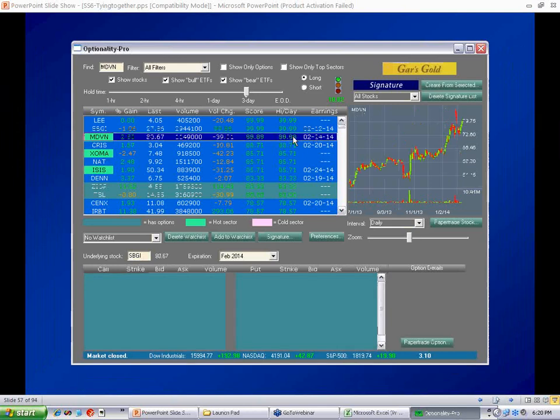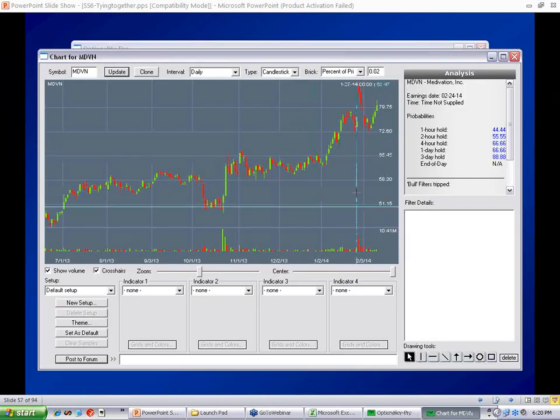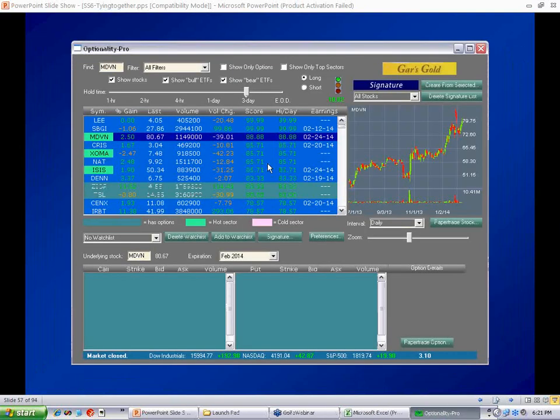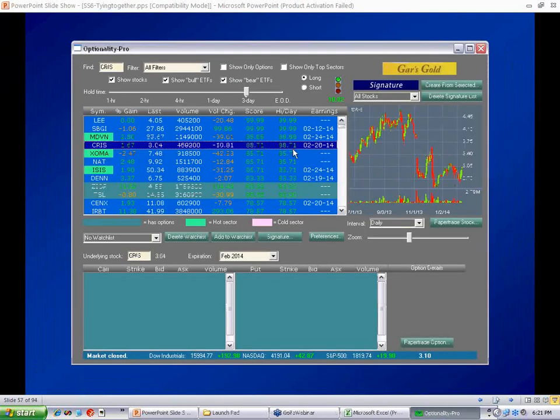Let's look at one more. This is a terrible prospect because it's right smack on resistance. In fact, you could see it even tried to break through and then it snapped back. So that's a terrible play. No room to run. Let's look at one more then.